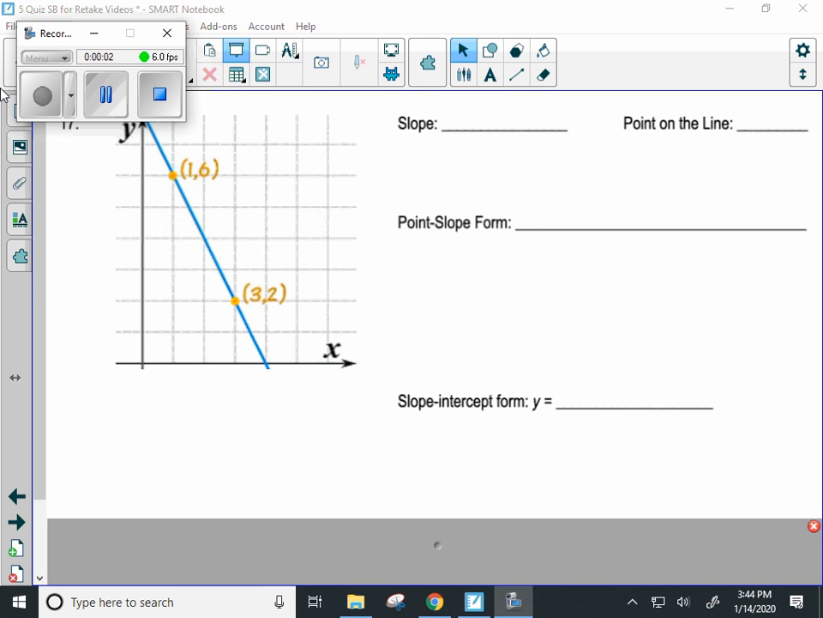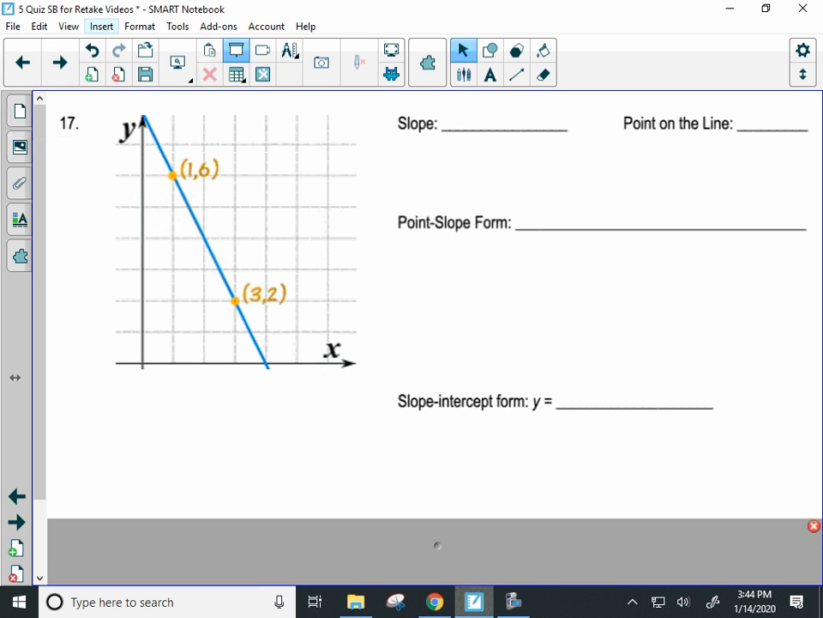Right, this video is for number 17. I don't know why the numbering went from 8 to 17, but we'll go with it. Number 17. So we're using this graph. First thing it says to do is find the slope of that line.